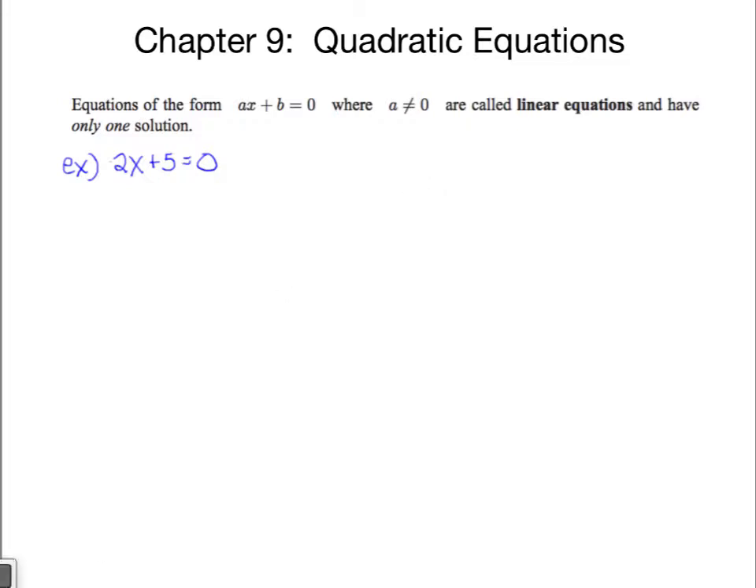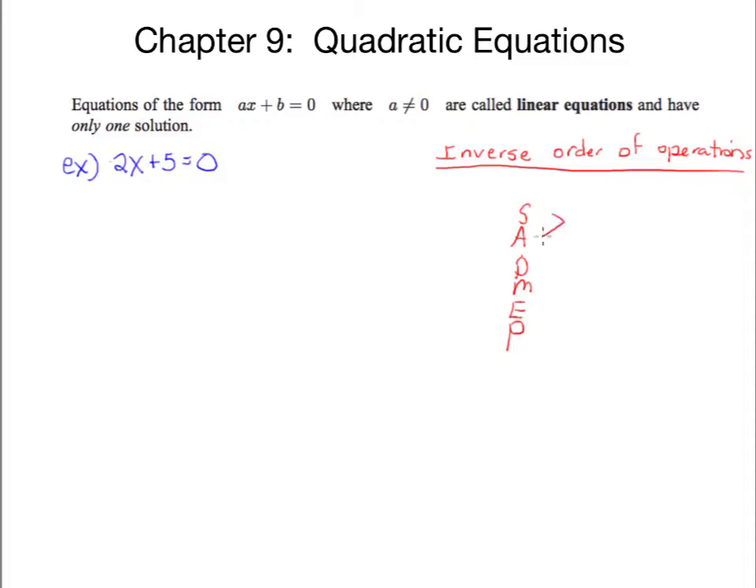Now recall, in order to solve linear equations, we had to use a process called inverse order of operations. That is, you look at the variable x and you see what operations are happening to the variable x, and you do the opposite operation in the inverse order of evaluating or simplifying an expression. So here, when we want to solve for x, we have to add or subtract expressions from our equation first, then multiply and divide, then we do exponents, and finally we work with the groupings.